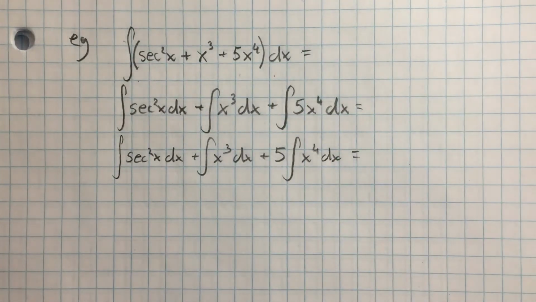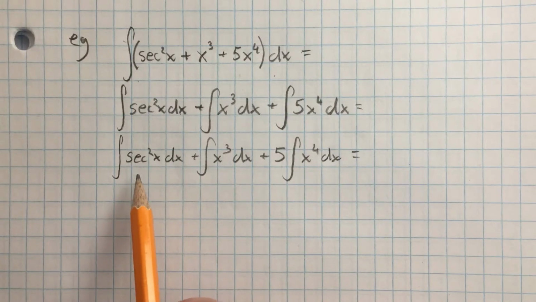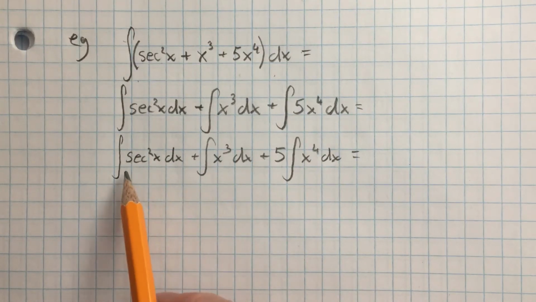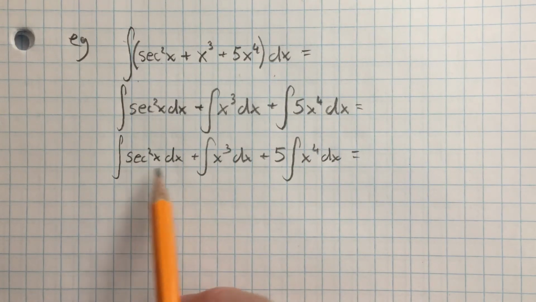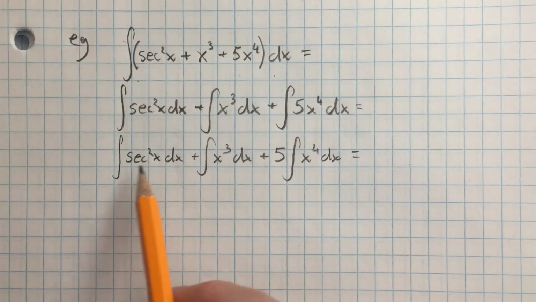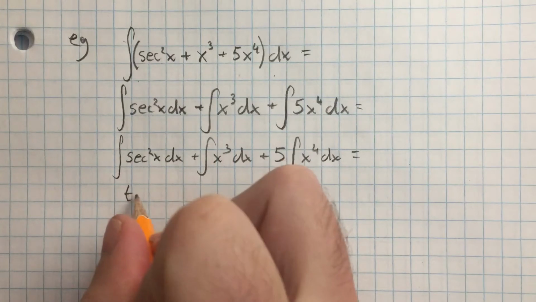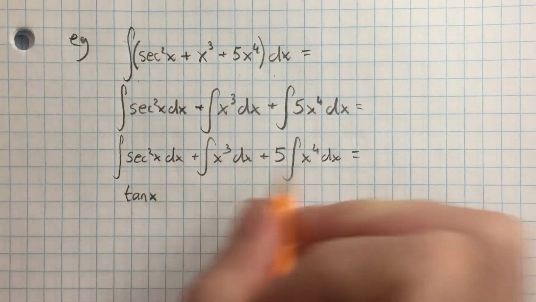Now each of these has its own particular rule. Even though I didn't state a lot of rules before, because again, you should be able to realize them more intuitively than from memorization just by your knowledge of derivatives. So we know that the derivative of tan is secant squared. So now we just think backwards. So the antiderivative of secant squared must be tan. Okay? Just thinking backwards a little bit for these types of problems. So this is tan x.